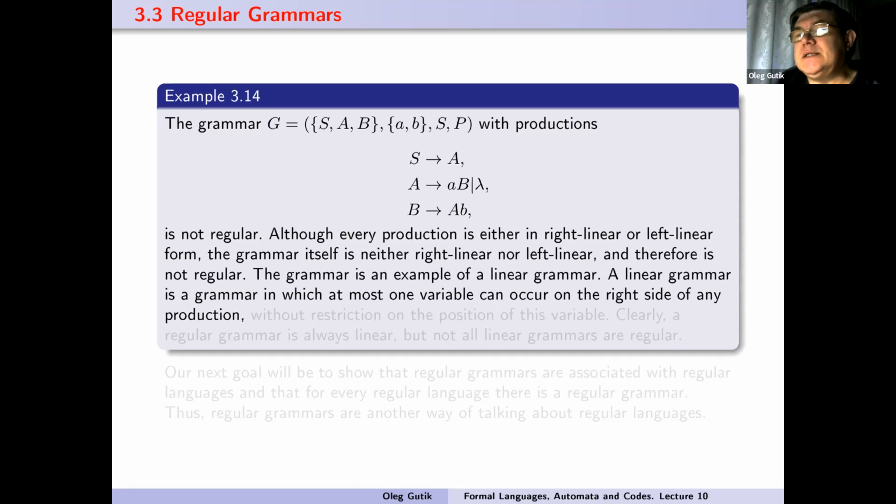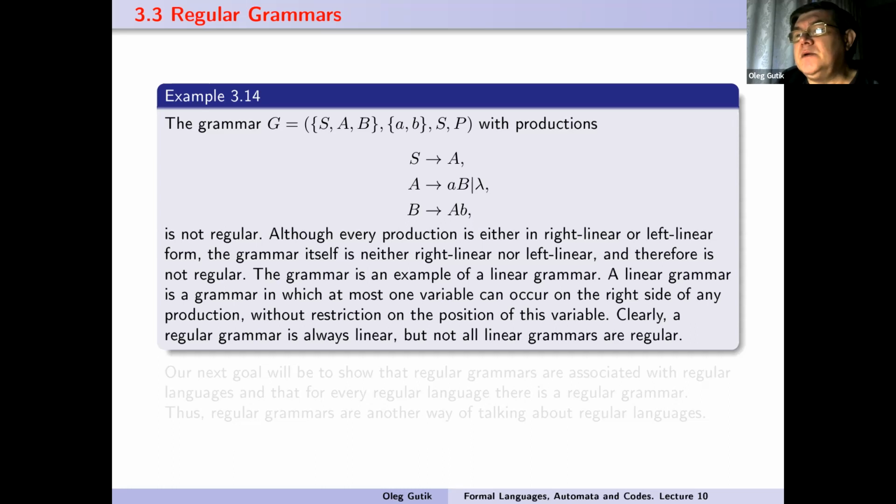A linear grammar is a grammar in which at most one variable can occur on the right side of any production, without the restriction of the position of this variable. Clearly, a regular grammar is always linear, but not all linear grammars are regular.